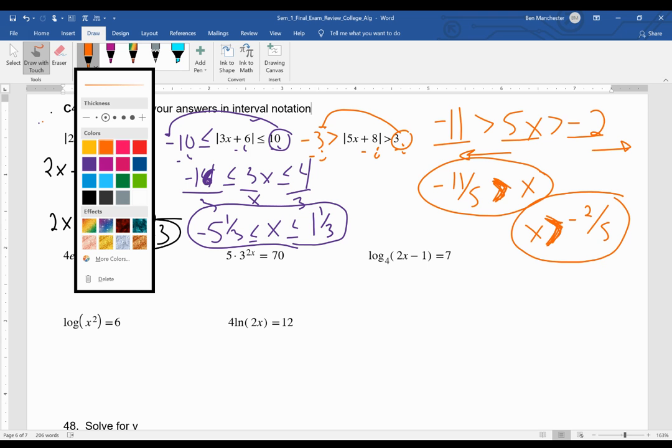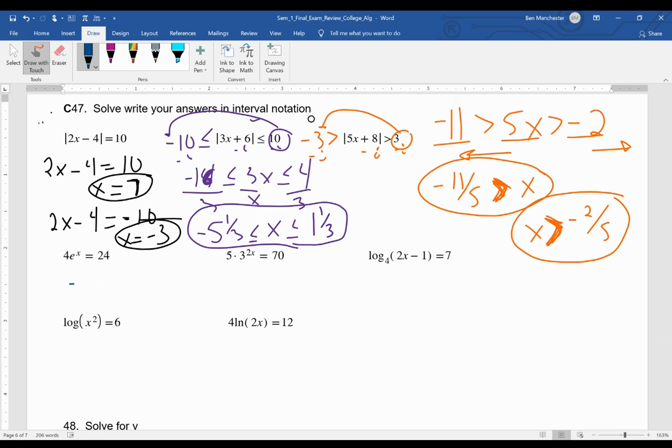Okay, some more solving. Here we go. Divide everything by 4. e to the x equals 6. So we have an exponential equation, and if you want to solve an exponential equation, you're going to natural log both sides. Okay, and that cancels out your e right there, so x is equal to the natural log of 6. Voila, and you're done. Put it in your calculator if you want.